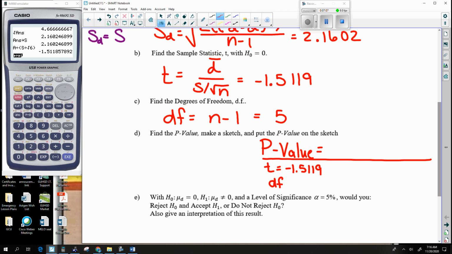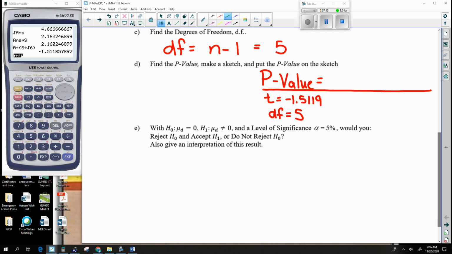Now, before I find this, I encourage you to look at the next question so you know what you're looking for. So I look at the alternate hypothesis. And what this alternate hypothesis is telling me is this is a two-tail. So when I look up that p-value on my paper, I need to make sure that I am looking at the two-tail area, not the one-tail area. I also notice that my alpha is eventually going to be 5%. So here I have a t of negative 1.5119, degree of freedom of 5. So take a look at the t-table for that.